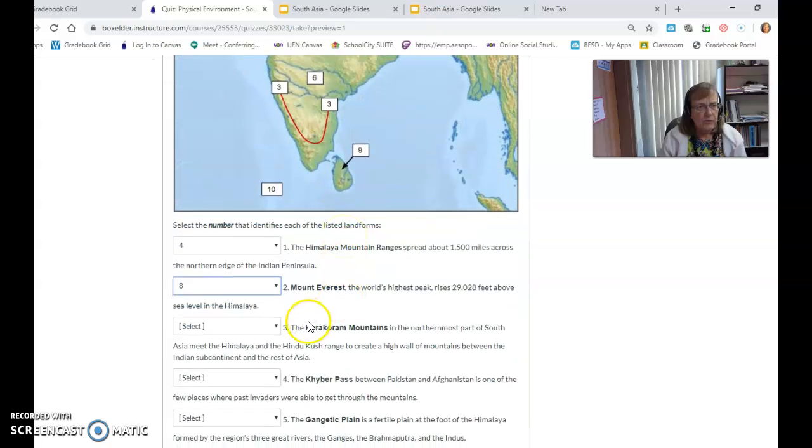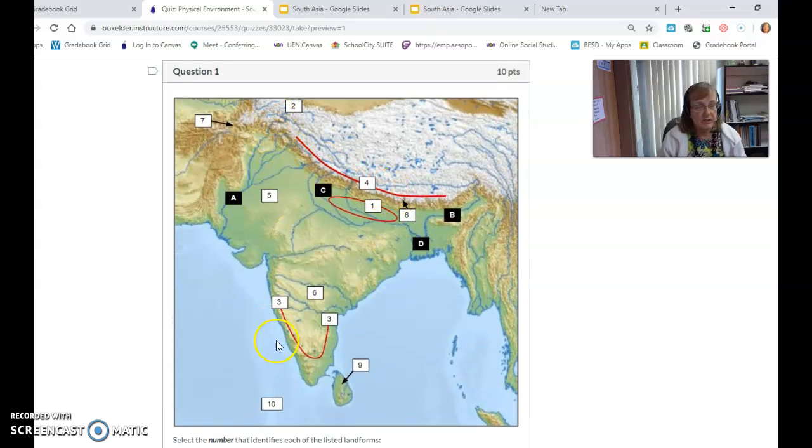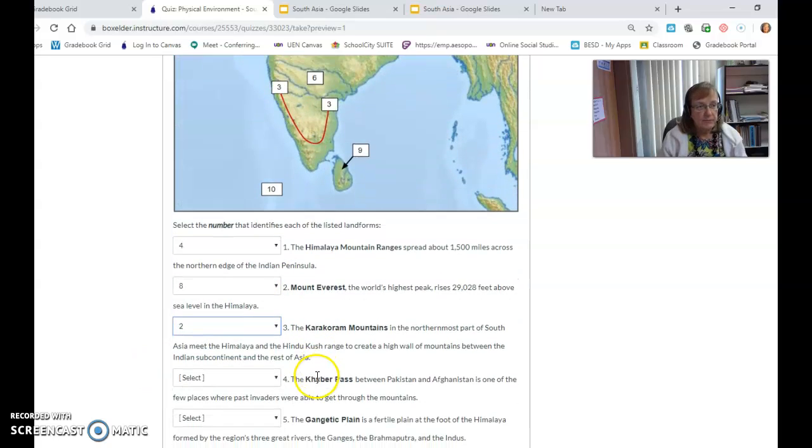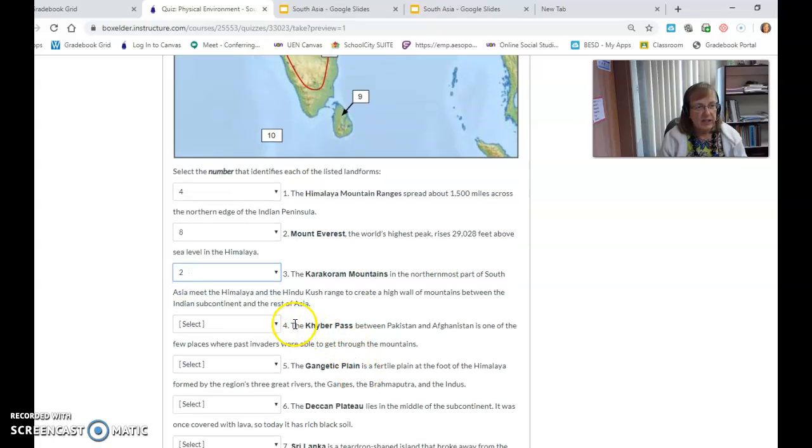And the rest of the information here is interesting information, but you don't really have to know it for the quiz. But the Karakoram Mountains in the northernmost part of South Asia, so that would have given us a clue. Meet the Himalaya and the Hindu Kush range to create a high wall of mountains between the Indian subcontinent and the rest of Asia. Okay, next we have the Khyber Pass between Pakistan and Afghanistan.